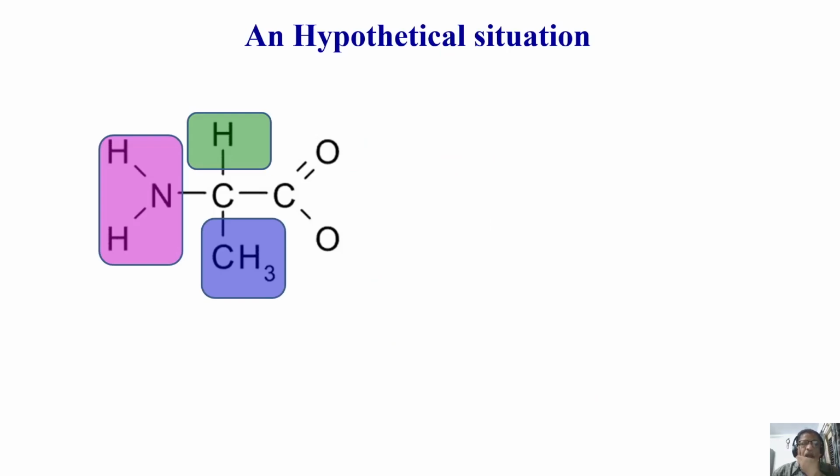Let us consider a hypothetical situation: a molecule which has NH2 protons, CH proton, and CH3 protons. Remember, I told you in the last class, and I'm repeating, in NMR jargon, if you say proton, it refers to hydrogen. So if I say NH2 protons, I am talking about these two hydrogen atoms. So there are three different functional groups present in this molecule.